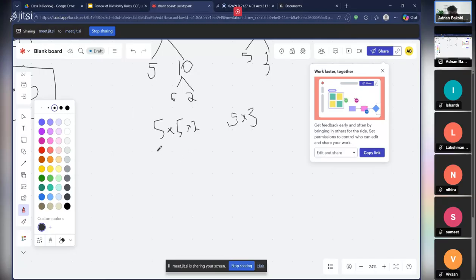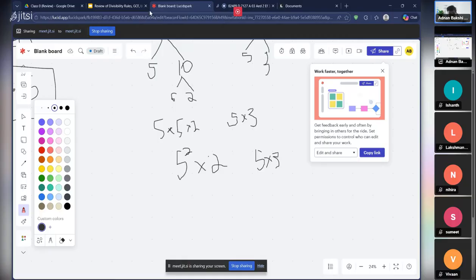Okay, so let's see. We got 5 squared. So 5 and 5, you can actually simplify this to 5 squared. It's another way of saying 5 times 5 times 2. And you just have 5 times 3 over here.